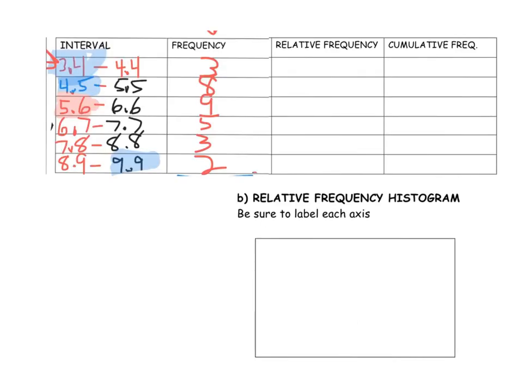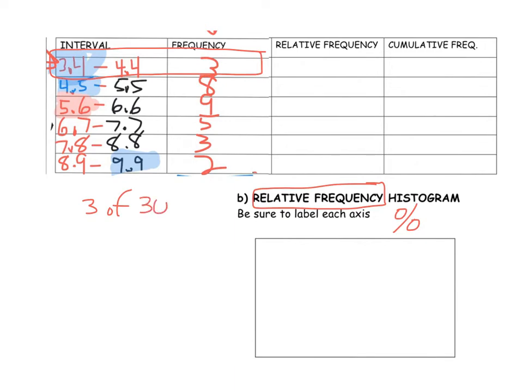Next up, we want to calculate the relative frequency and construct a relative frequency histogram. For relative frequency, you just have to remember that it represents the percent. So for the first interval, from 3.4 to 4.4, the frequency was 3. So 3 of the total data values were in that interval. In this case, they gave you 30 batteries, so 3 of the 30 batteries are in that interval. To get the relative frequency, we're just going to take 3 and divide it by the total 30.